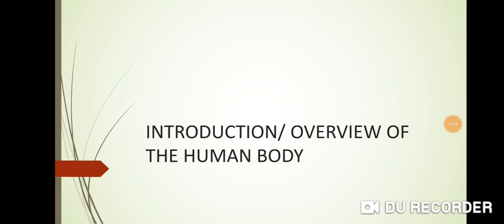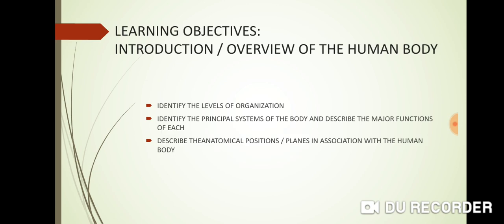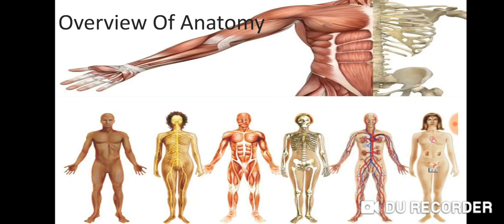So the introduction in the overview of the human body, the learning objectives are to identify the levels of organization, identify the principal systems of the body and describe the major functions, and to describe the anatomical position, anatomical planes in association with the human body.